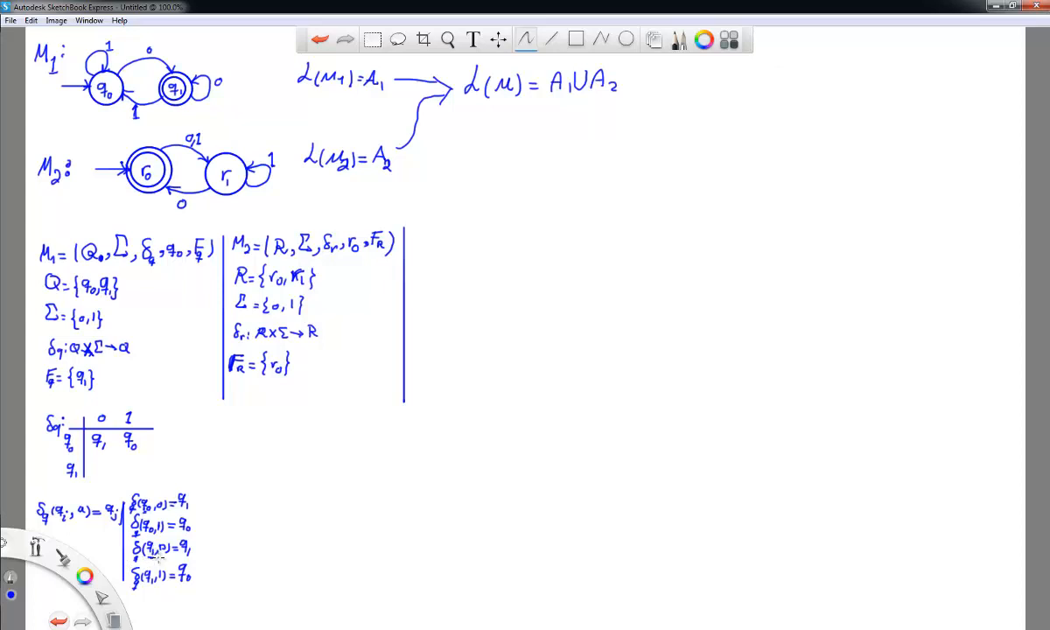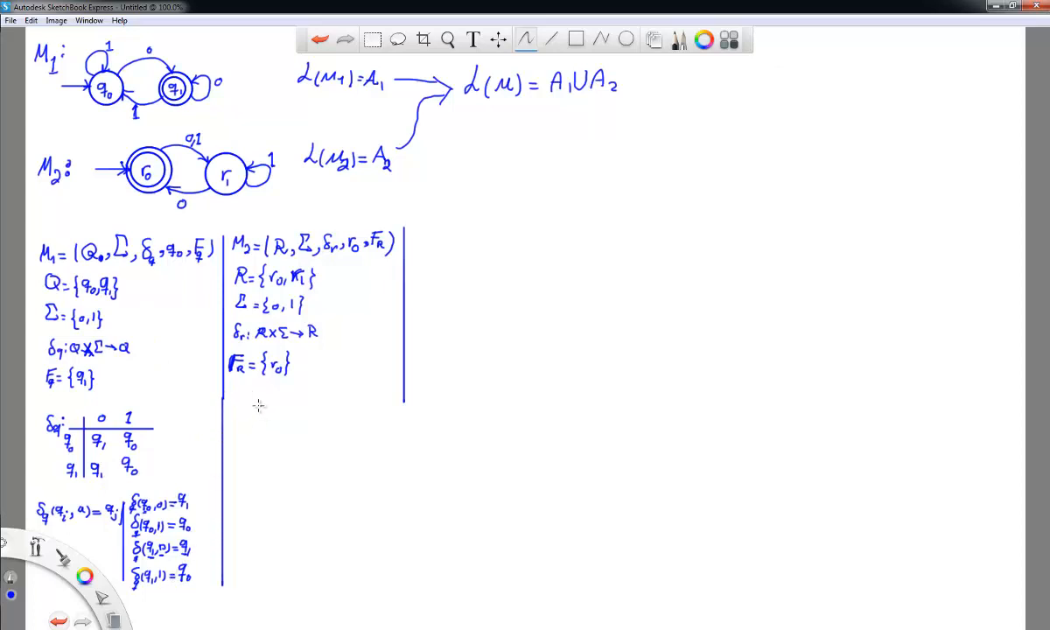Then delta of q sub 1 and 0 is q sub 1. And q sub 1 and 1 is q sub 0. The last delta down here is going to be q sub 0. So this is what this delta sub q does. So your first machine, your M sub 1, computes according to these sets down here.